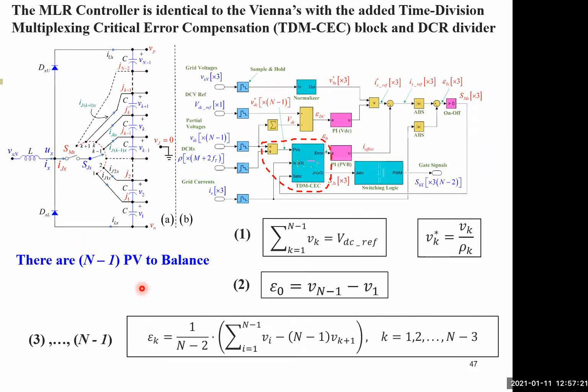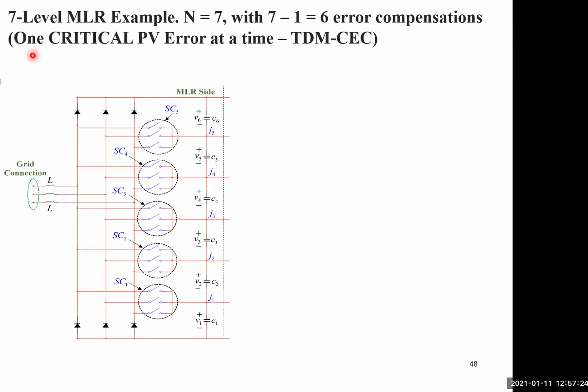So let's jump to a quick example. This is an example for a 7-level MLR, so N equals 7, and the number of errors to be compensated is 6.